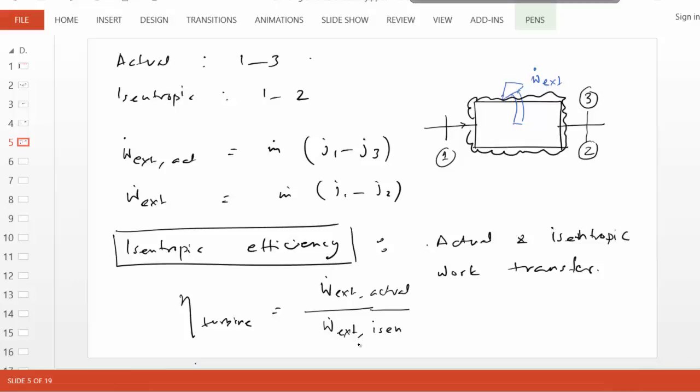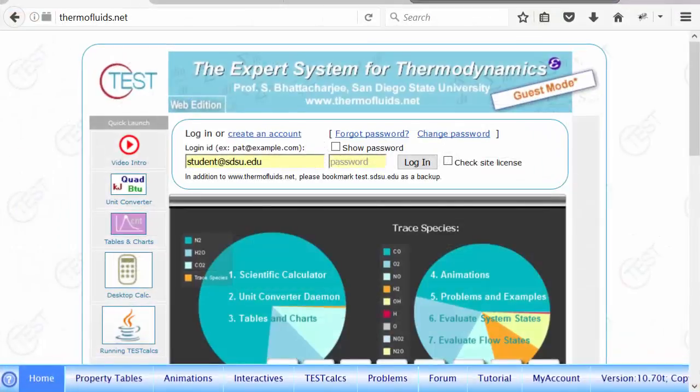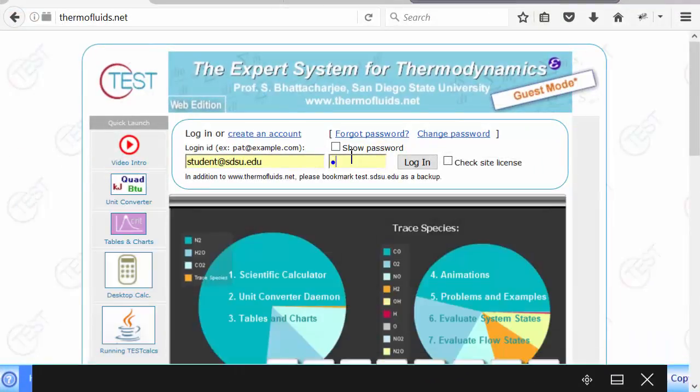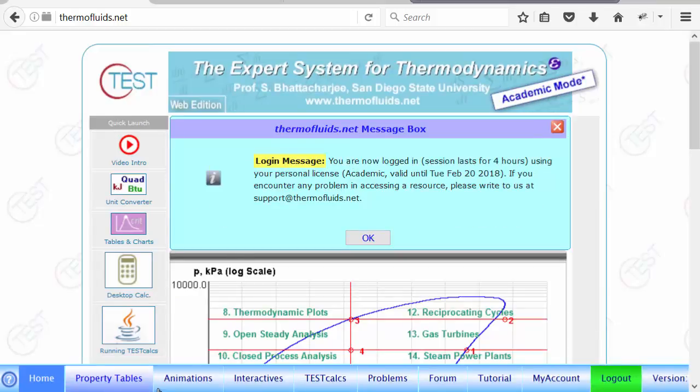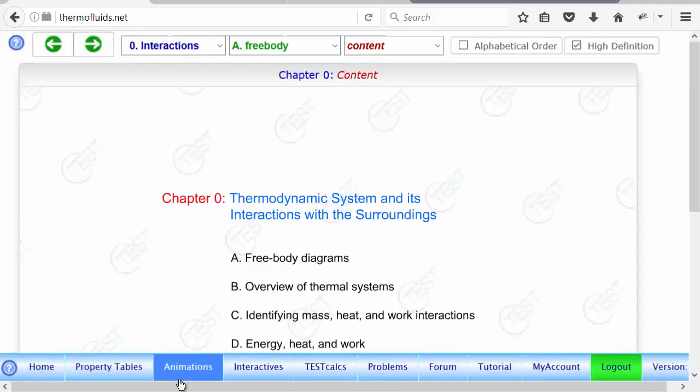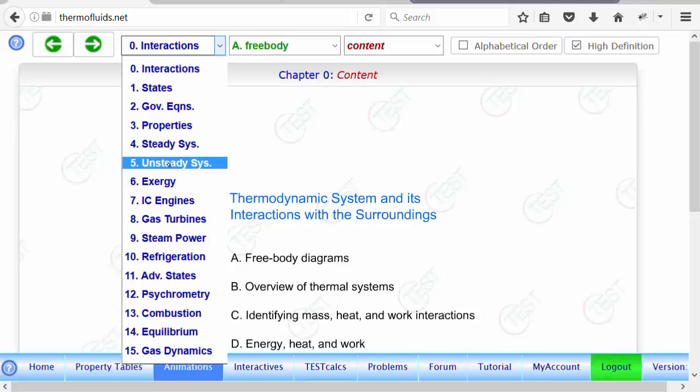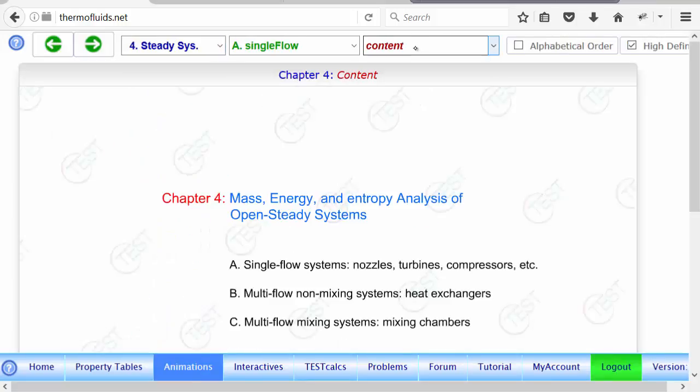Anyways, let's go over a few specific devices using some animations, and you will get the idea of the mass, energy, and entropy balance for each device. That will be our goal right now. And as we solve problems, it will become even more clear how we go about analyzing single flow open steady devices. So let's go to chapter 4, single flow.